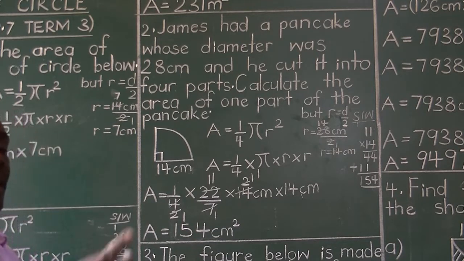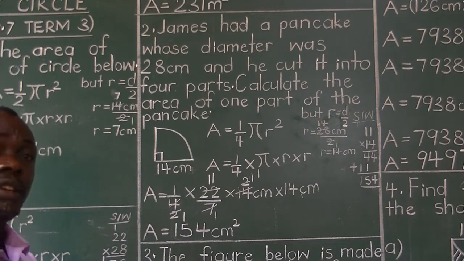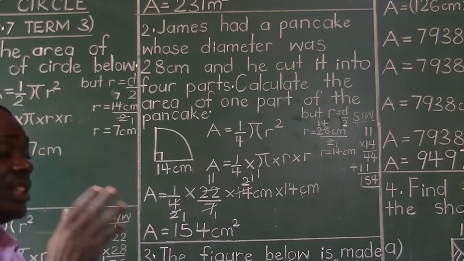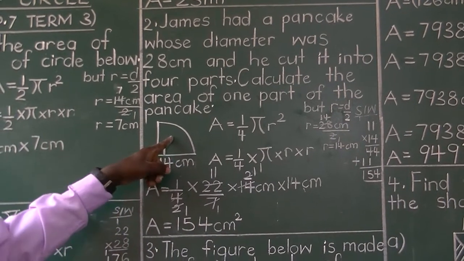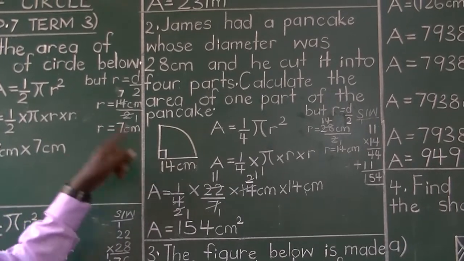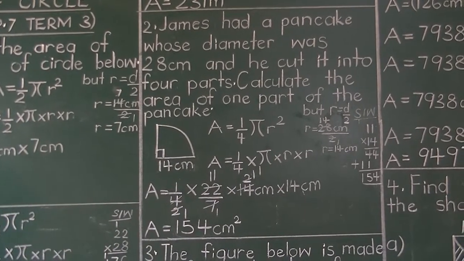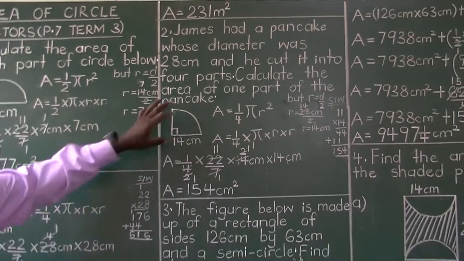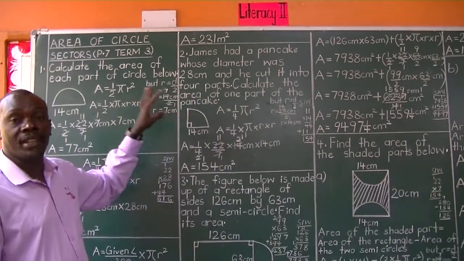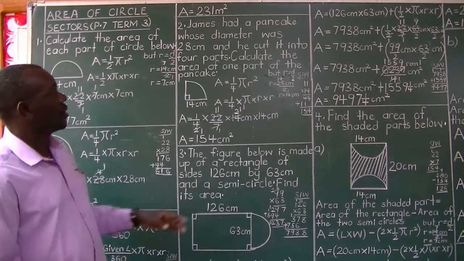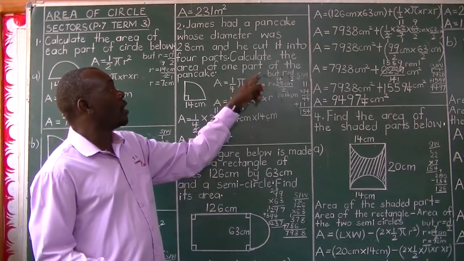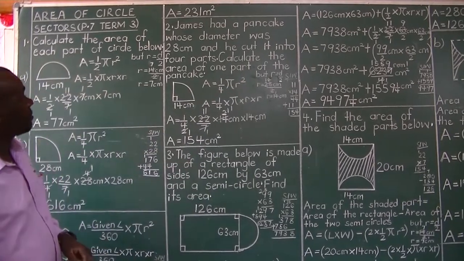You know, a pancake is circular, that is, a circle. If it is circular and James decided to cut it into 4 equal parts, James is going to obtain a shape like this. A quarter of a circle is called a quadrant. So the remaining pancake will be in quadrant form. It will be quadrant-like. Now the question: calculate the area of one part of the pancake.